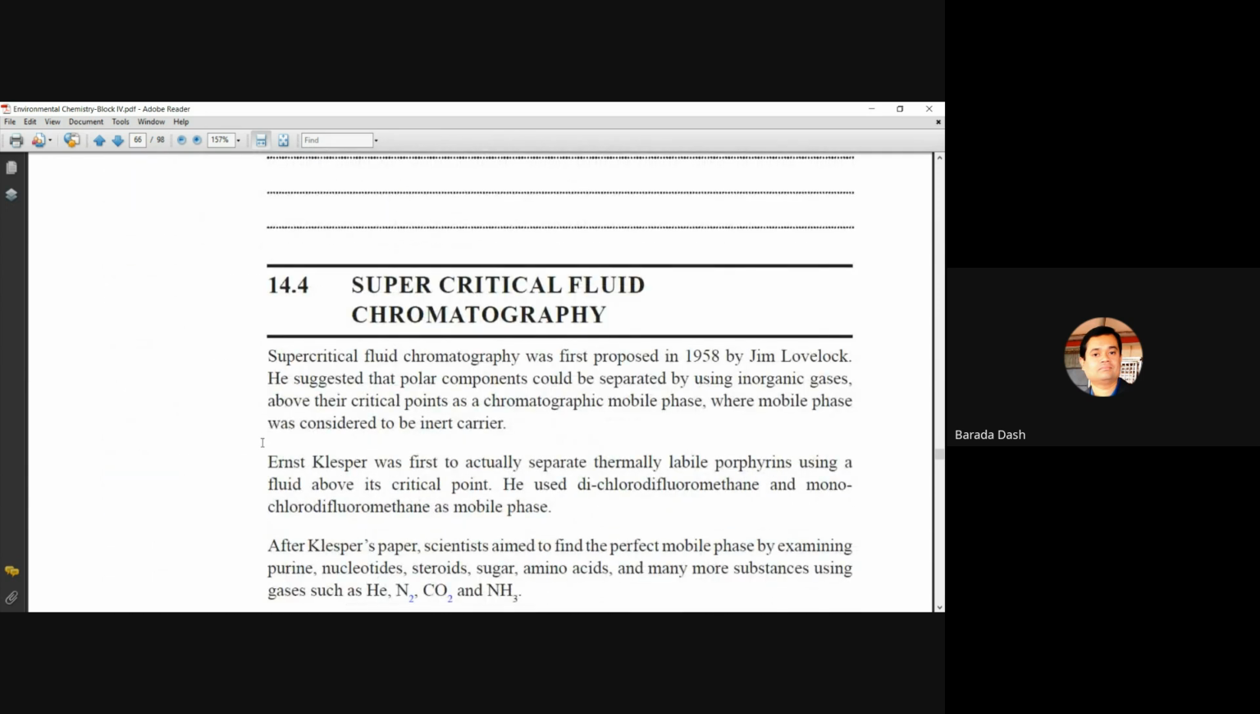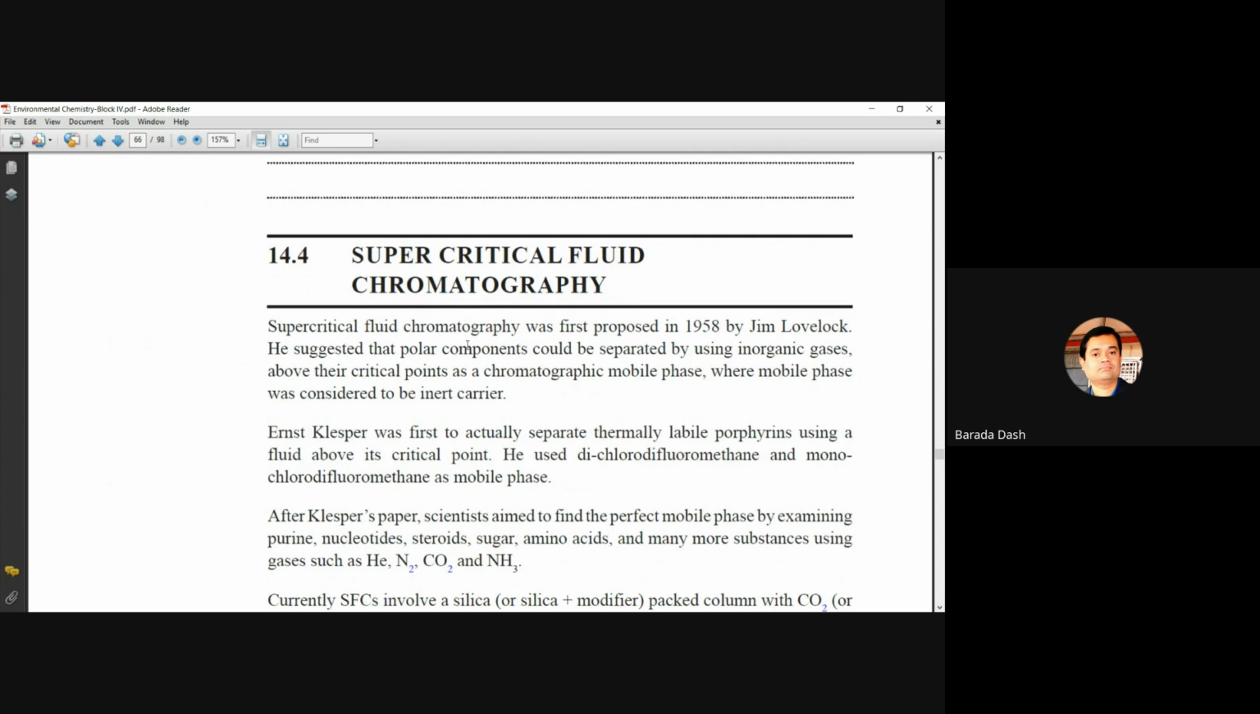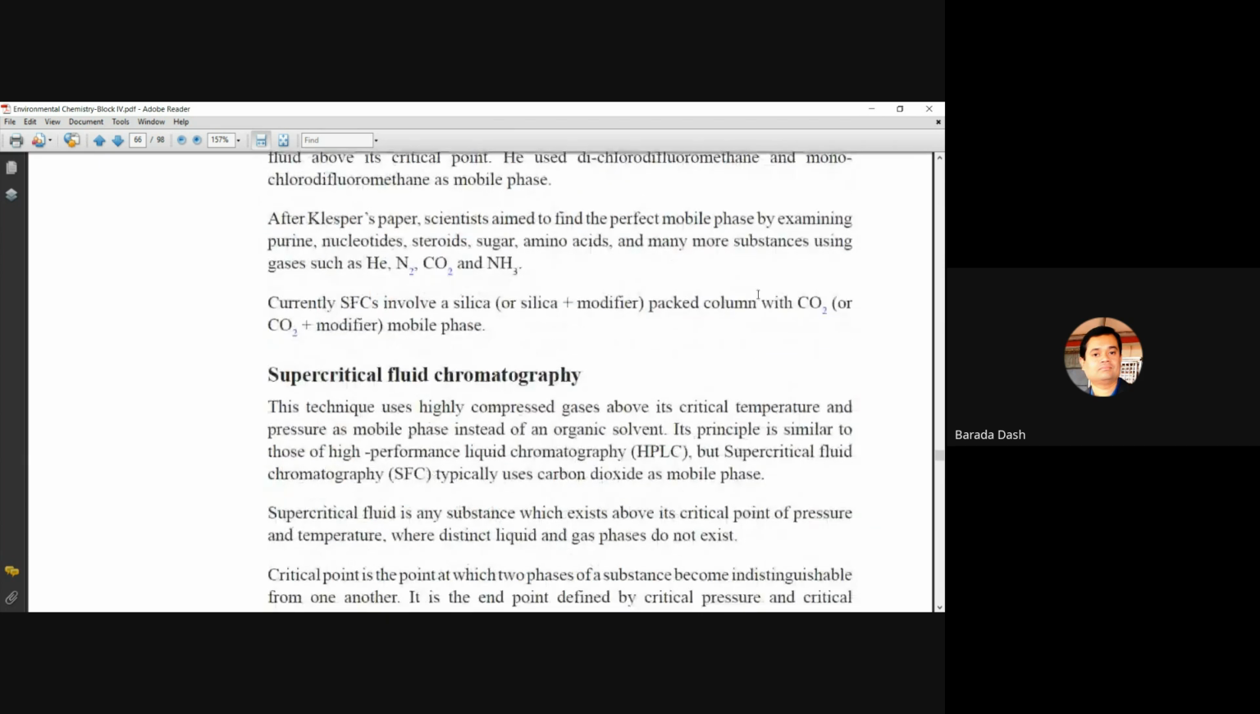Next is supercritical fluid chromatography. Supercritical fluid chromatography was proposed in 1958 by Jim Lovelock. He suggested that polar components could be separated by using inorganic gases above their critical point as a chromatographic mobile phase, where the mobile phase was considered to be an inert carrier. So this is called supercritical chromatography.